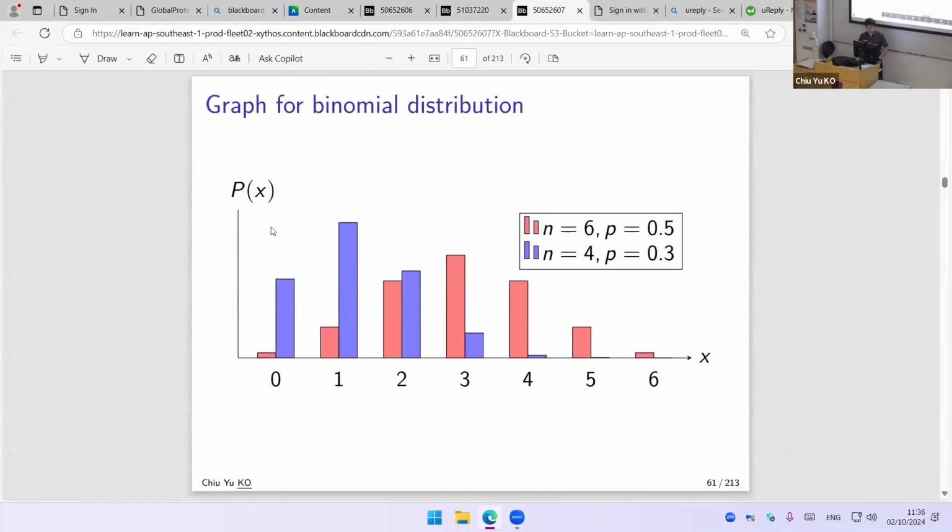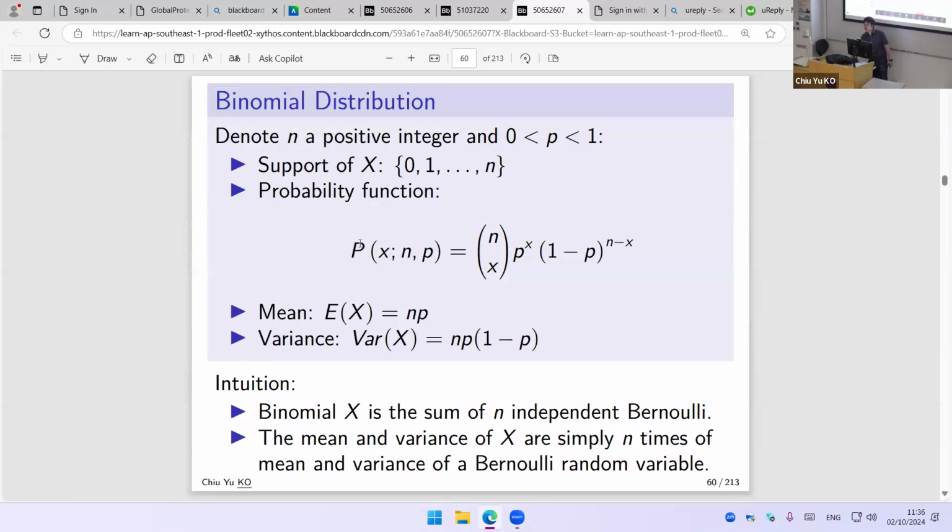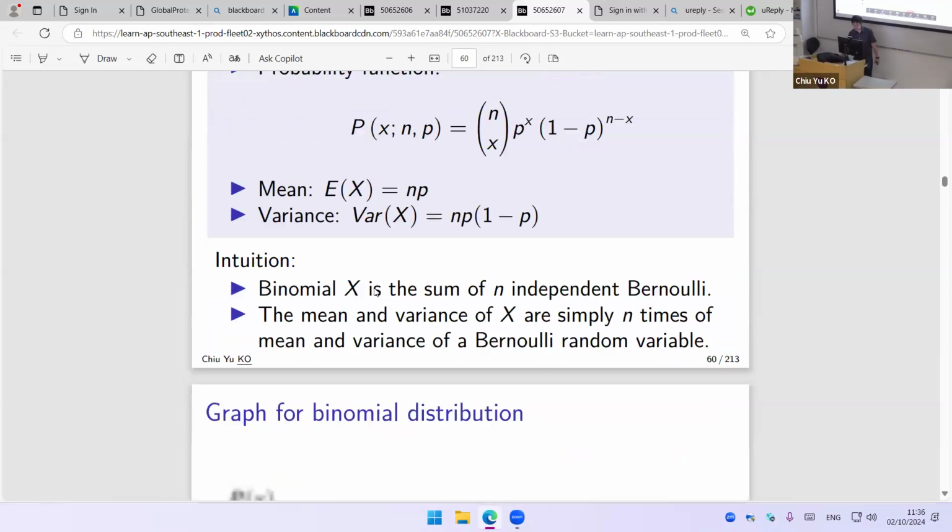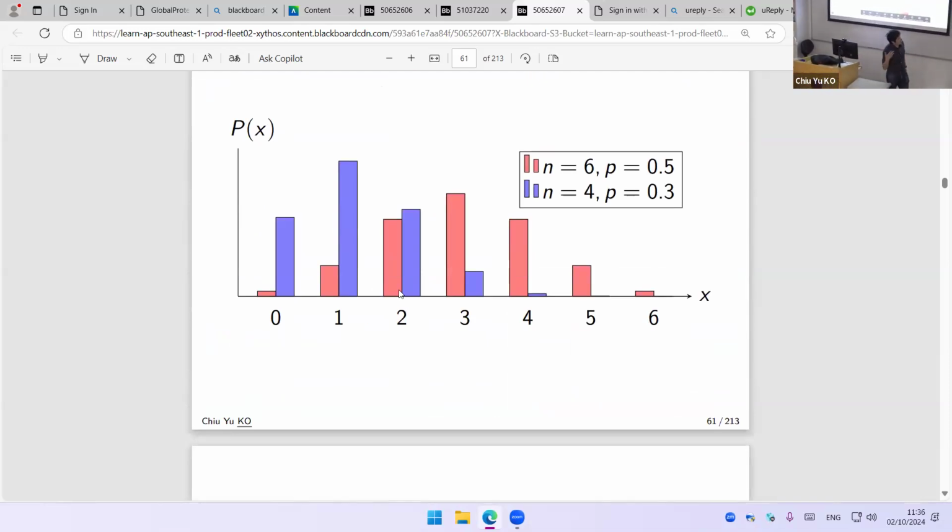So the graph is like this. Remember, this is P of X. It tells us, for each number, what the probability is, right? Suppose we have n equal to 6, the red one, p equal to half. According to the formula, we already told you that if n is equal to 6 and p is half, it will follow this one. It tells you, suppose you toss a coin 6 times, how many times do you get heads? Say heads is success. So half of half, right? Then you can imagine you expect the number of successes to be 3, because 6 times 0.5 is 3.